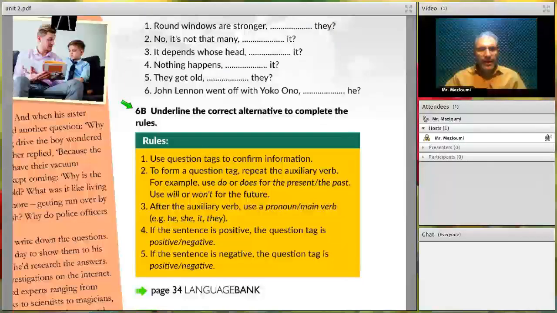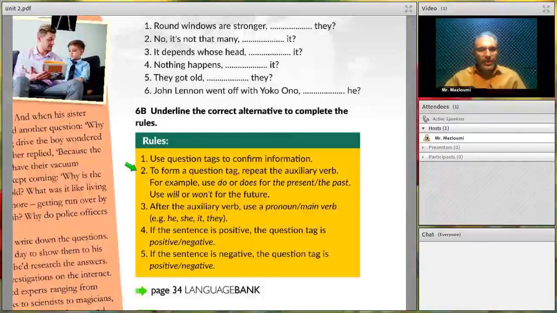6B. Underline the correct alternative to complete the rules. Check out the rules, everyone. Number 1. Use question tags to confirm information. So to check information, to seek for agreement, we use question tags.